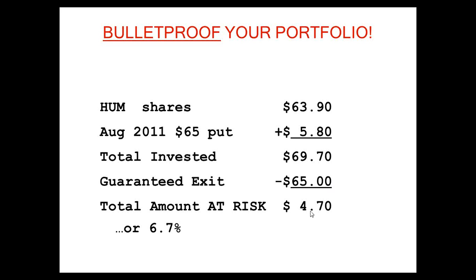So the amount at risk is $4.70, or about 6.7%. Now let me explain something about that. Yeah, okay, go ahead, Kurt. You go first. I was going to say that if I terminate this trade before August, there's still some time left to August, isn't there? Okay, and this trade is still active. If I decide to terminate before August, am I going to get out at 65, or am I going to get out at a better amount?